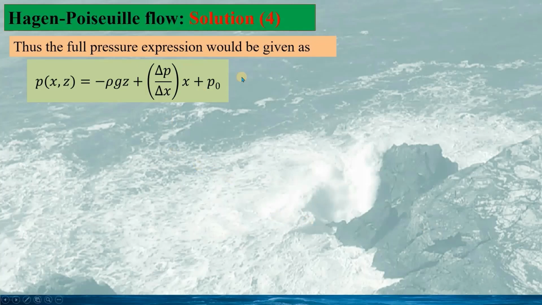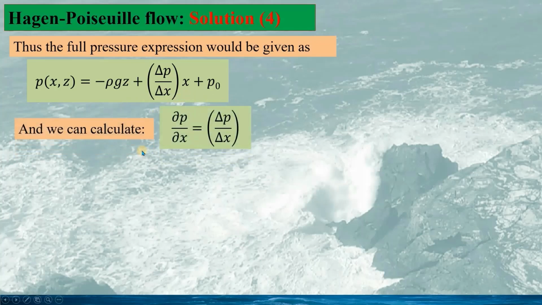Thus, the full pressure expression would be given as this for the Hagen-Poiseuille flow. And if we calculate the partial differentiation of the pressure with regard to x, we can see it would be independent of z. In fact, it is a constant, as we mentioned before.